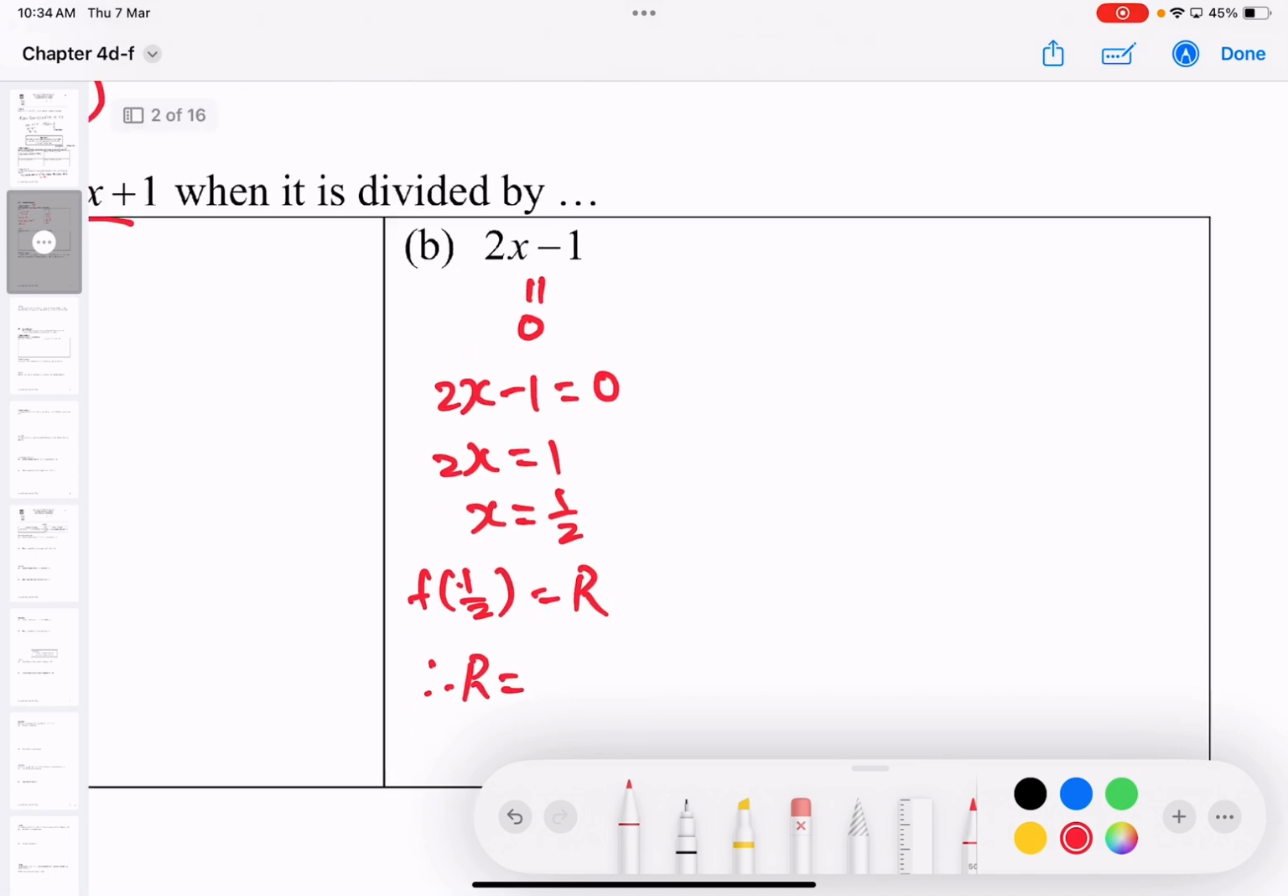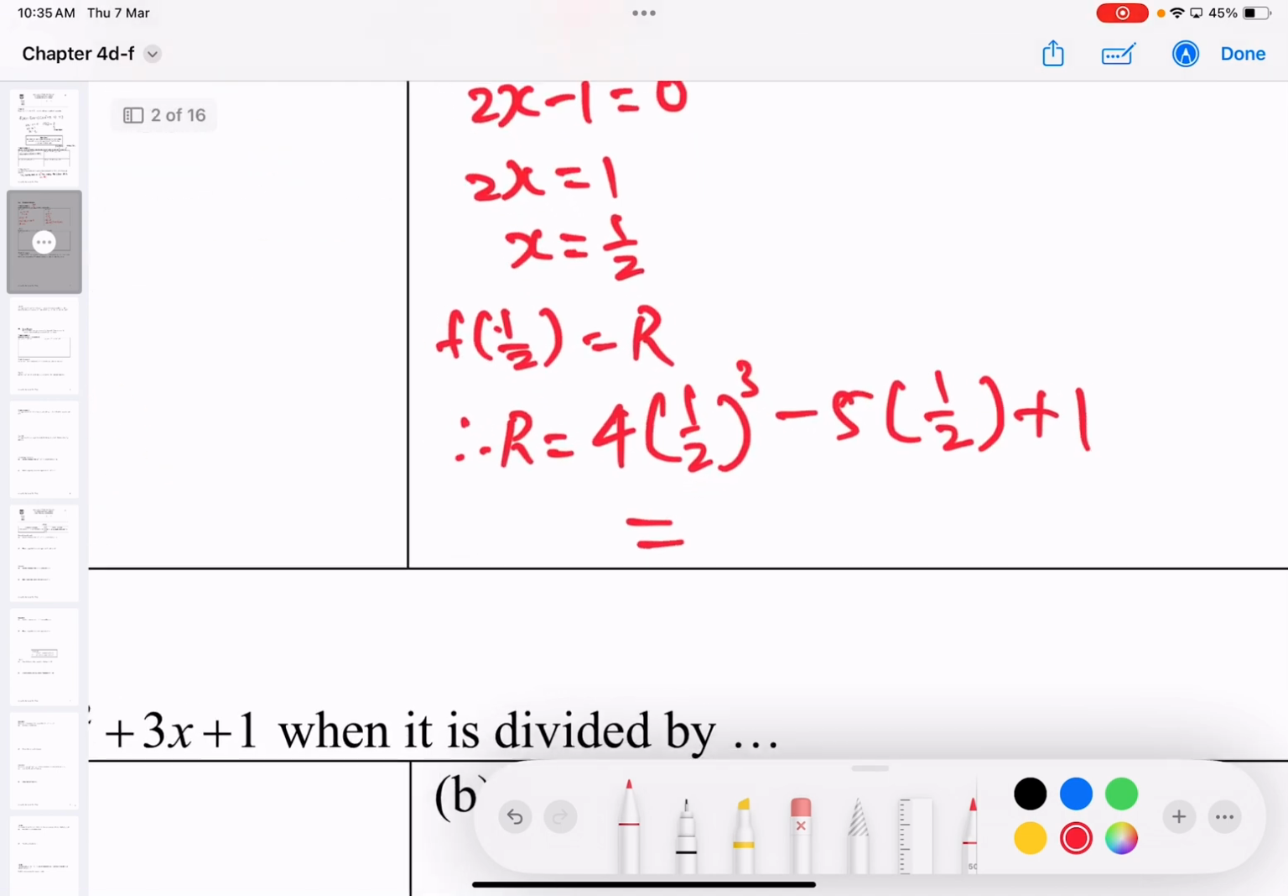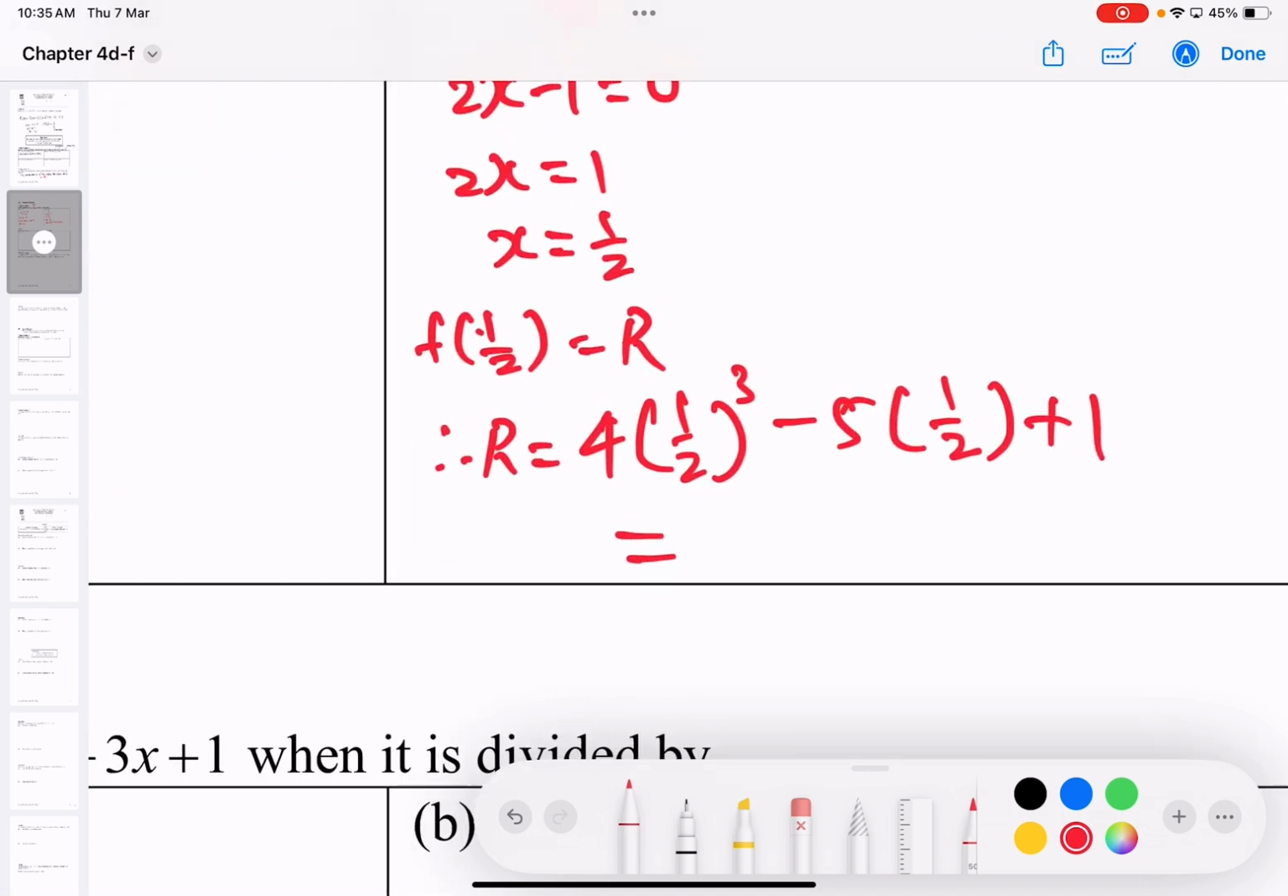So therefore, the remainder is 4 times half to the power of 3 minus 5 times half plus 1. Just enter this in your calculator. So what do you get? Negative 1.